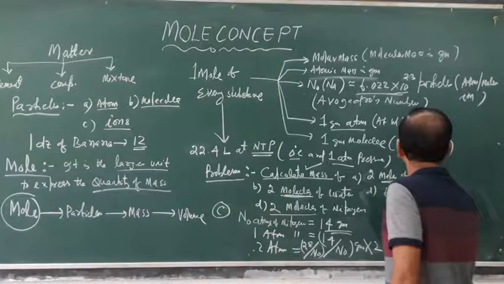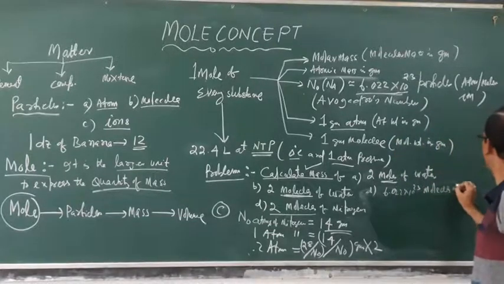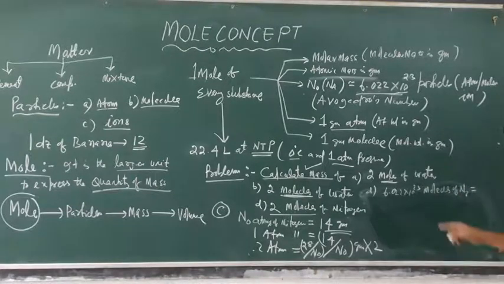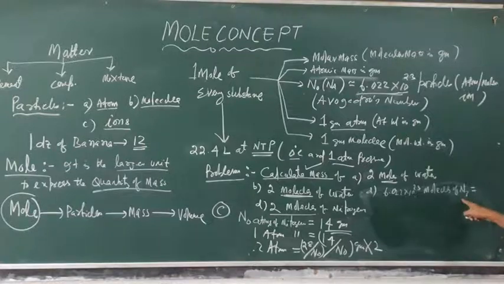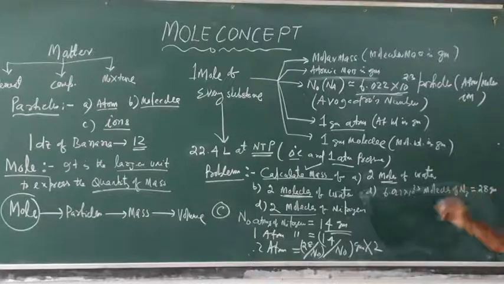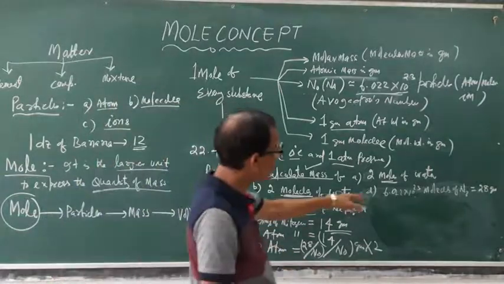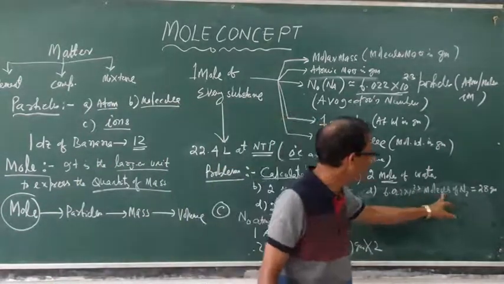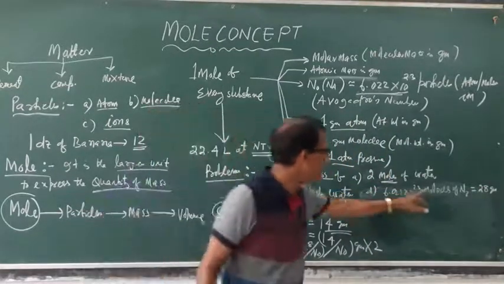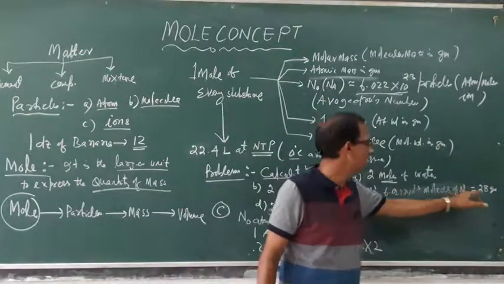6.022 into 10 to the power 23 molecules of nitrogen is equal to how many grams? Nitrogen molecule means N2. Mass is 14 into 2, that is 28 gram. We know the molecular mass of nitrogen N2 is 28. So 6.022 into 10 to the power 23 molecules of nitrogen is equal to 28 gram, because molecules means molar mass. Molar mass of N2 is 2 into 14, that is 28 gram.